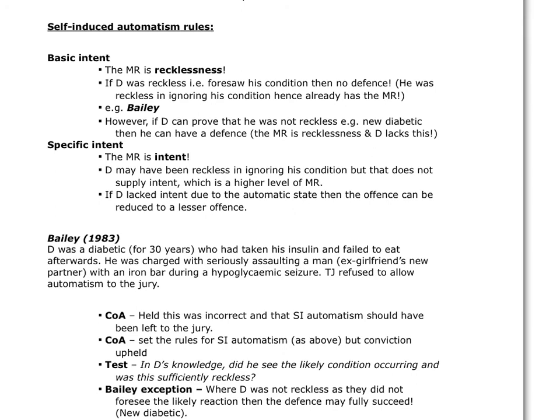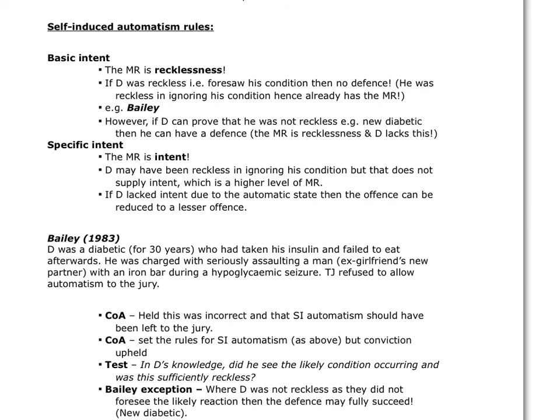However, if D can prove he was not reckless, for example the new diabetic, then he can have a defence because the mens rea is recklessness but D lacks it, for example if he was a brand new diabetic unused to his condition. Okay, just to write a couple of notes then, just to clarify and summarise this, because lots of words there. Where D raises SIA for a basic intent crime, it will fail. 99% of the time, it will fail.